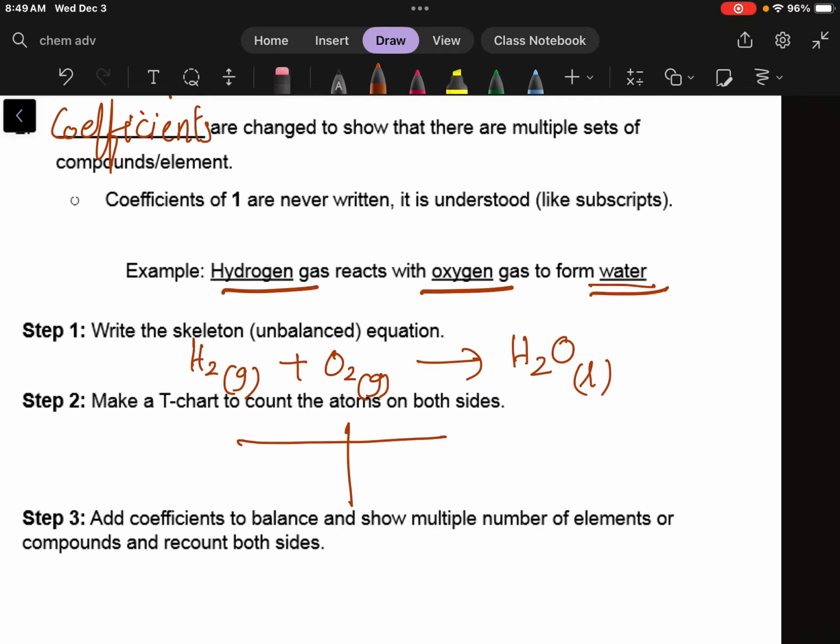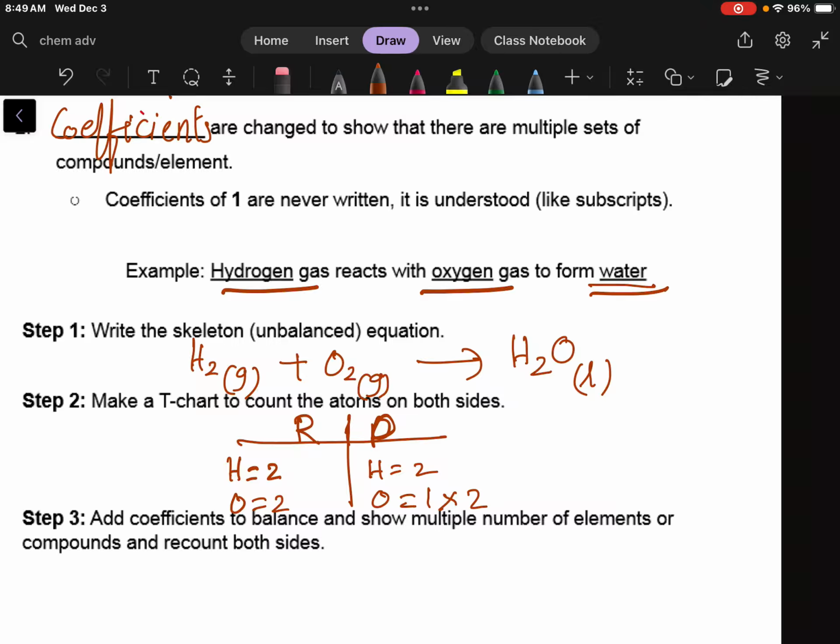So we'll start the T-chart. It's not a T-chart, I don't know, whatever you call it. Reactants and products. Okay, hydrogen, list them. Hydrogen is 2 on the left-hand side and on the right-hand side is also 2. Oxygen, 2 on the left-hand side and how many on the right-hand side? 1. Okay, which one is not balanced? Oxygen.